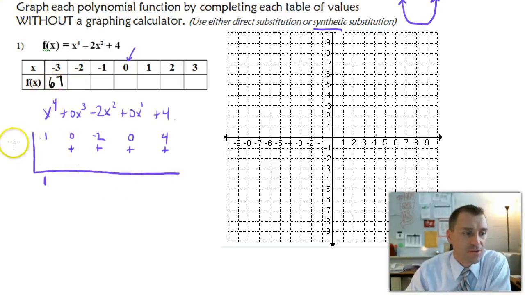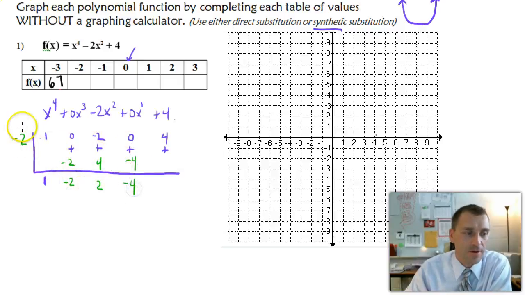And now let's do negative 2. So I'll put negative 2 right there. I got everything set up already. It's all ready to go. So negative 2 times 1 gives me negative 2. Add them together gives me negative 2. Multiply gives me 4. Add that together gives me positive 2. Multiply that gives me negative 4. Add together gives me negative 4. Multiply that gives me 8. Add this together gives me 12. So one of my other points is negative 2, 12.